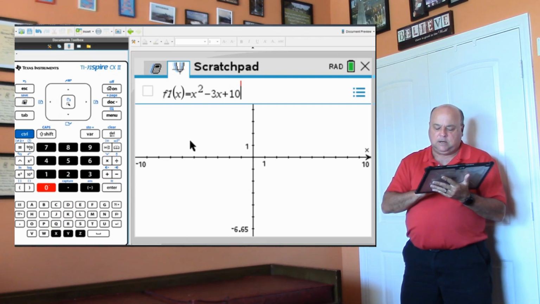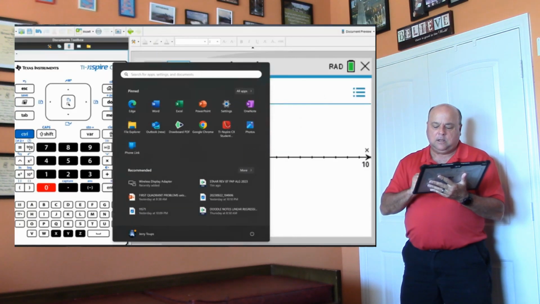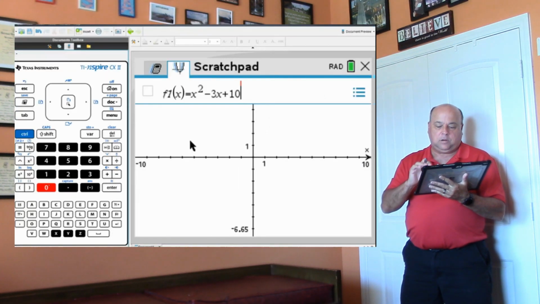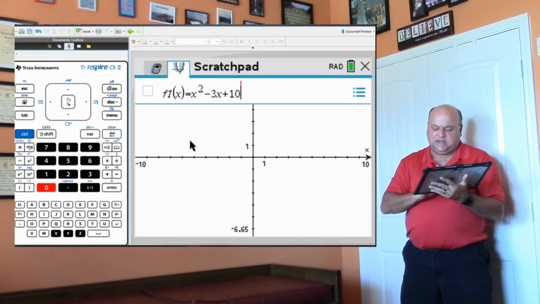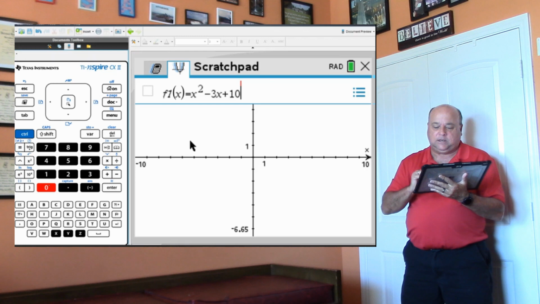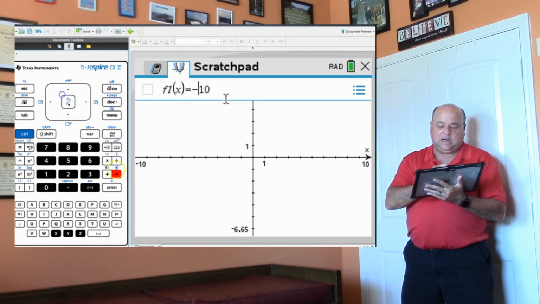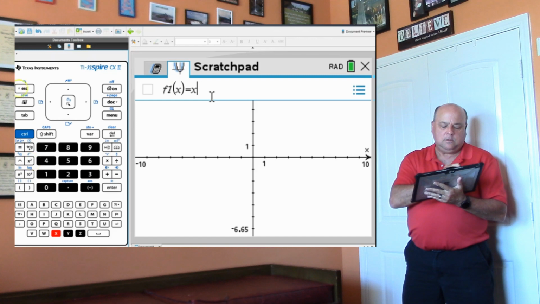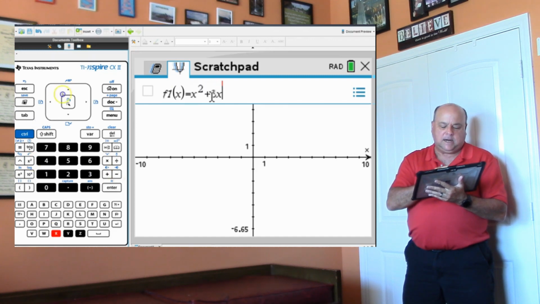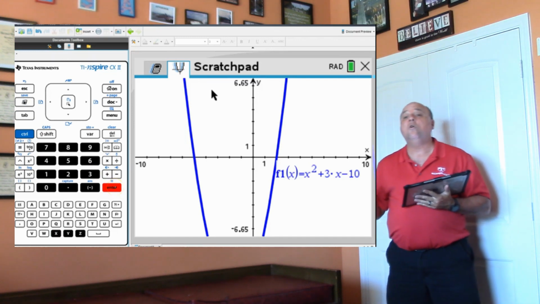And make sure that's right. X squared plus 3x minus 10. I think that's what I type in. Is that right again? It should be x squared plus 3x minus 10. So I did this backwards. So this should be a minus. Always check, because if you don't put it in right, it won't work. So x squared plus 3x minus 10. Hit enter.